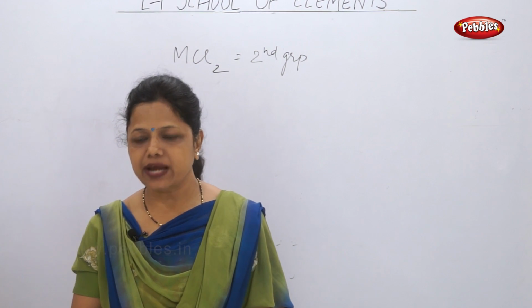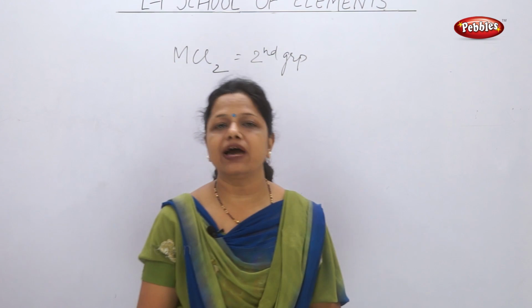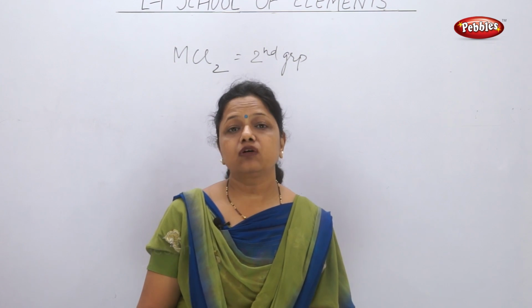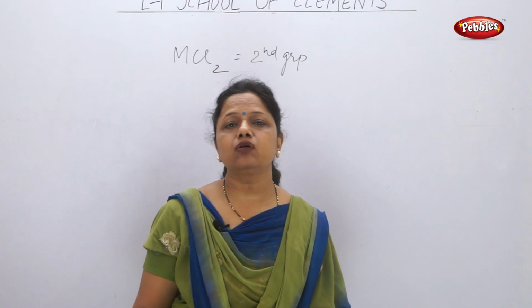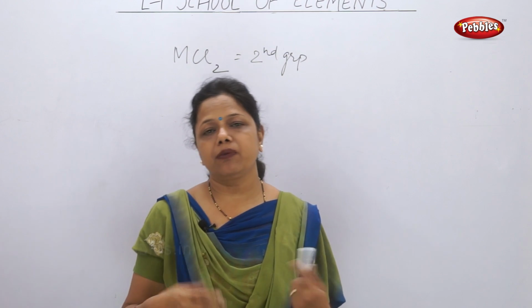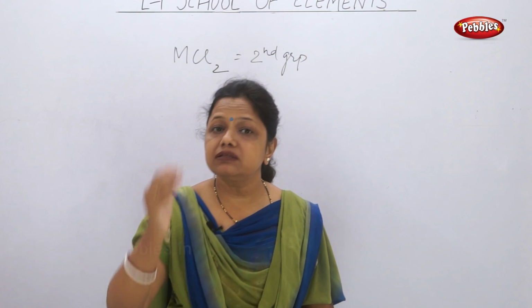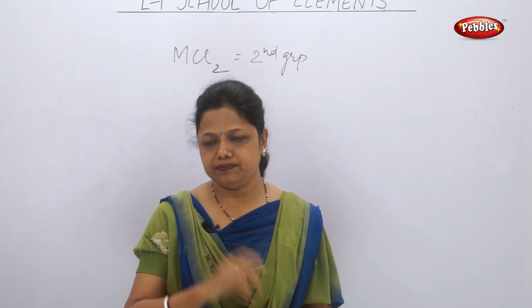Third question gives scientific reasons. Elements in the same group show same valency. In a group, as I said, the number of valence electrons remains same. So if the number of valence electrons remains same, obviously the valency also remains same.